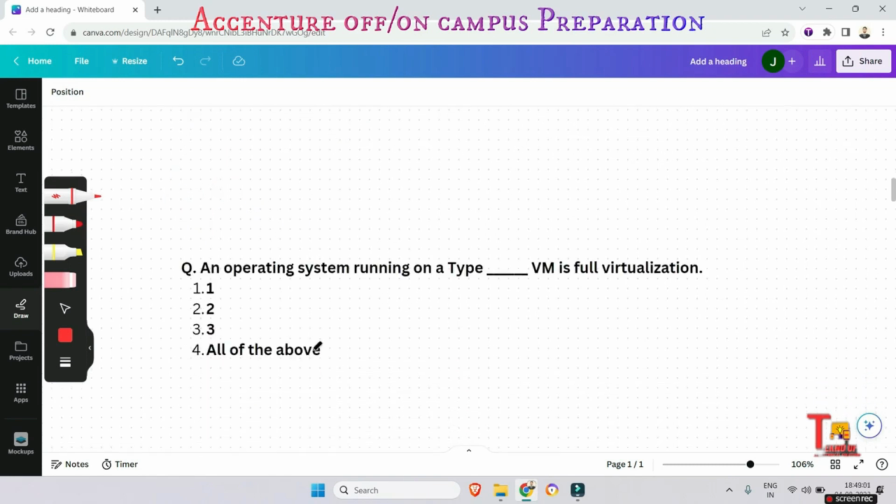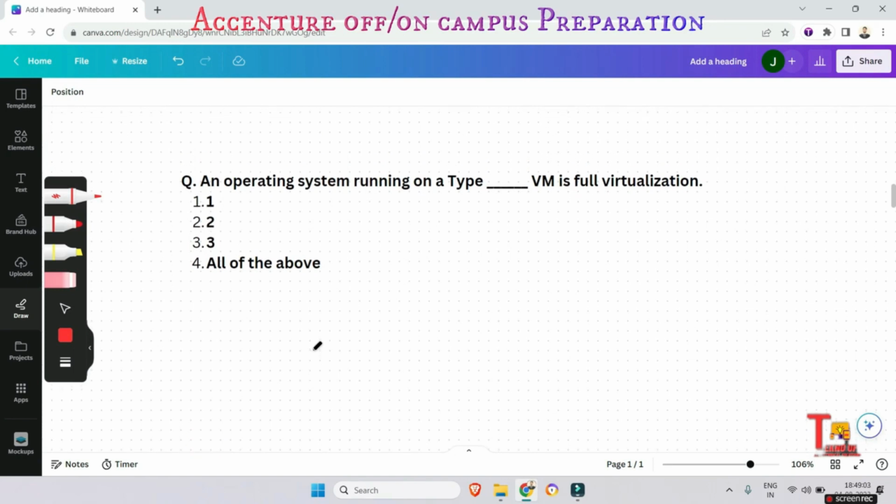Okay, let's go to the next question. An operating system running on a type dash VM is full virtualization. Type 1 VM, type 2 VM, type 3 VM, or all of the above. Actually, without any delay, I am answering the question. That is, type 1 virtual machine is full virtualization because it is a complete simulation of the hardware that it is running on, right? So the answer will be type 1 virtual machine, right?